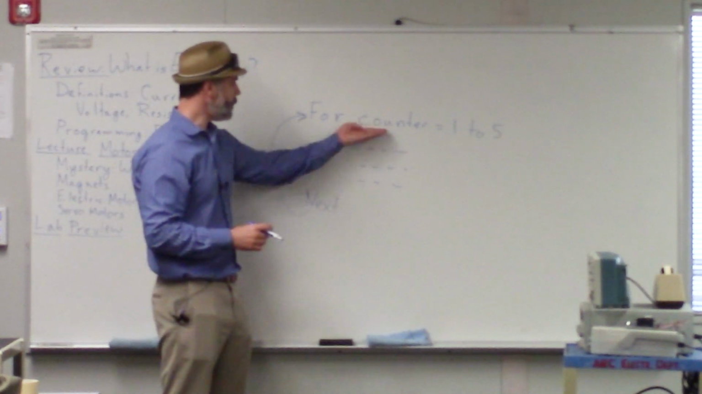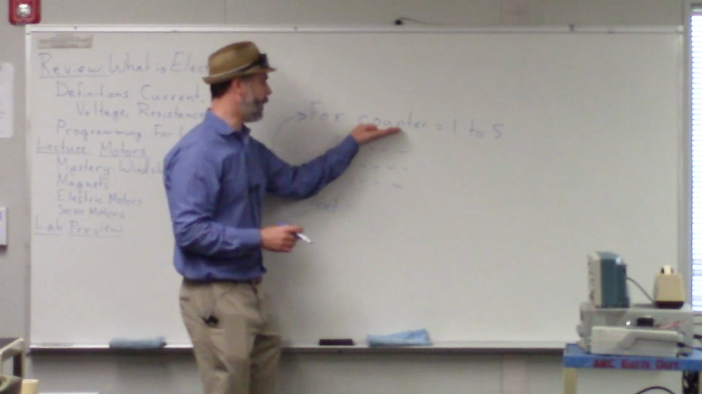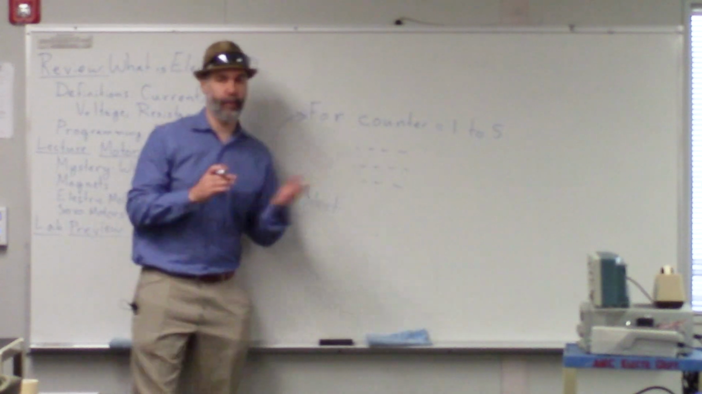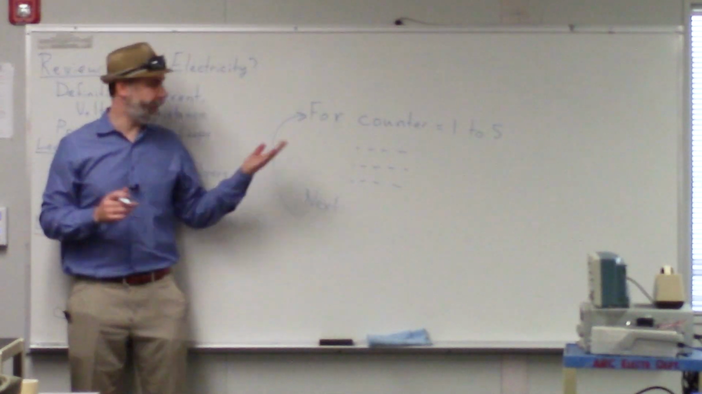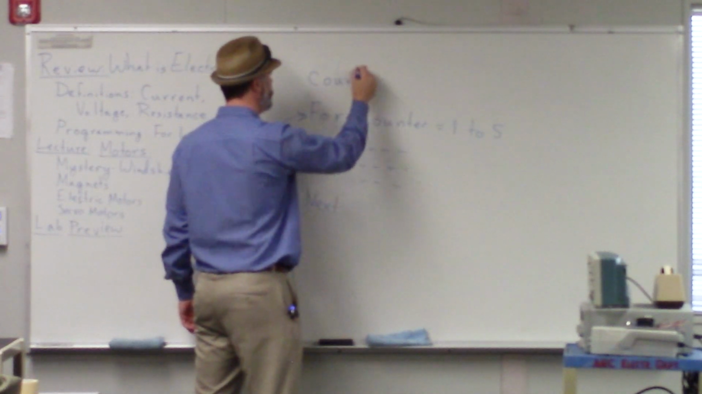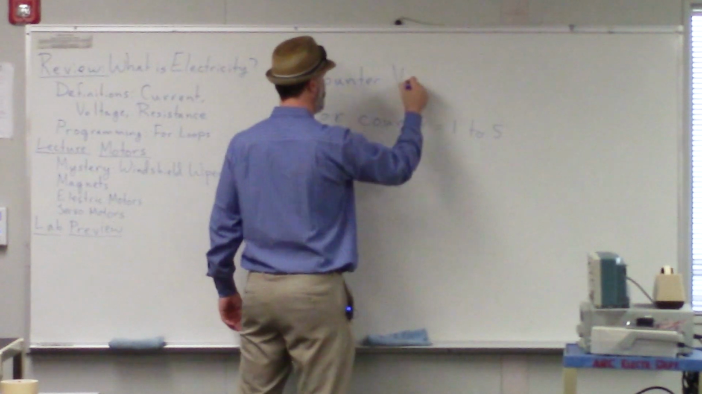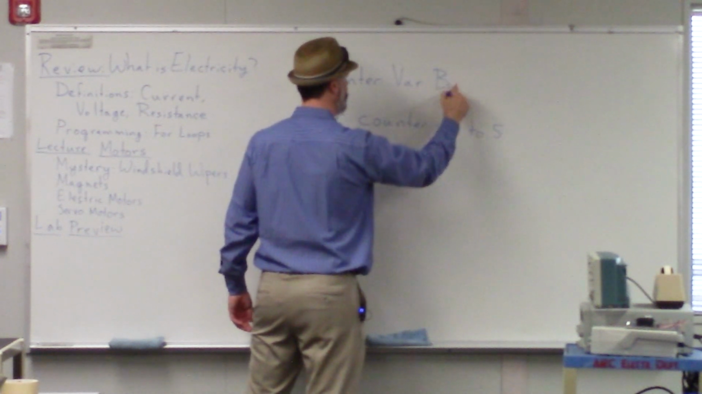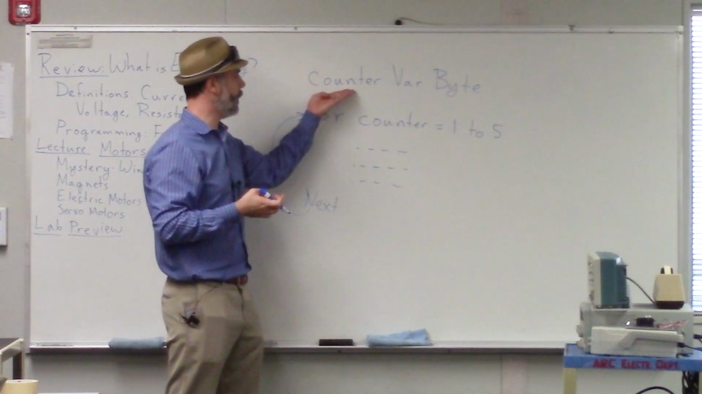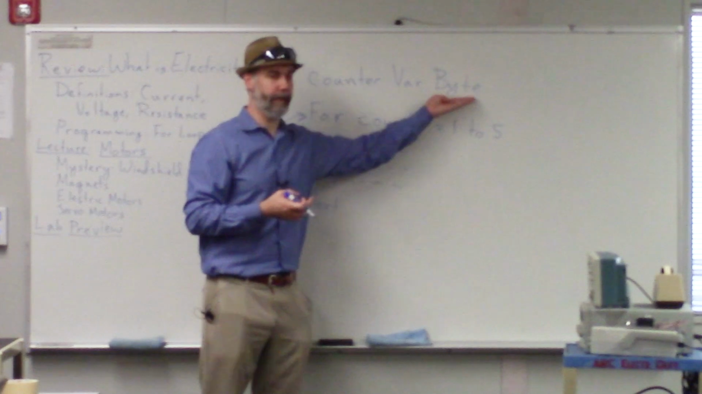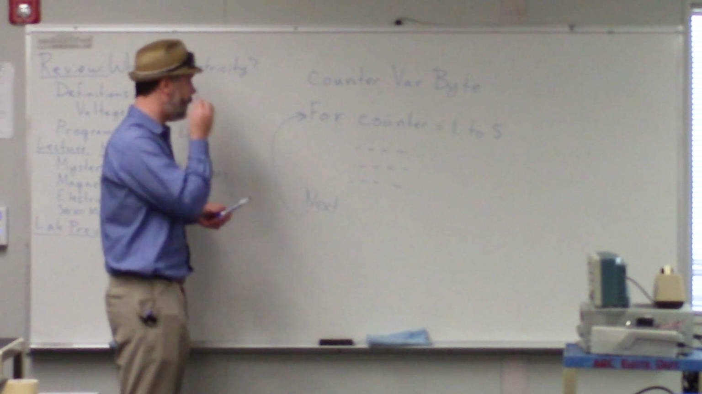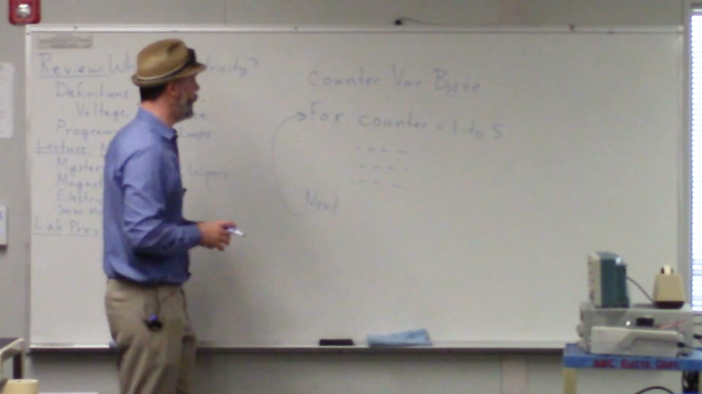And remember, we're using a variable here, and before we can use this variable in our program, we actually have to tell the program that we want to create that variable. So the way we do that is we use this line: counter var byte. So that says we're going to create a variable called counter, and it's going to be 1 byte of memory that can store numbers between 0 and 255. Okay, so that's what we're going to do here.